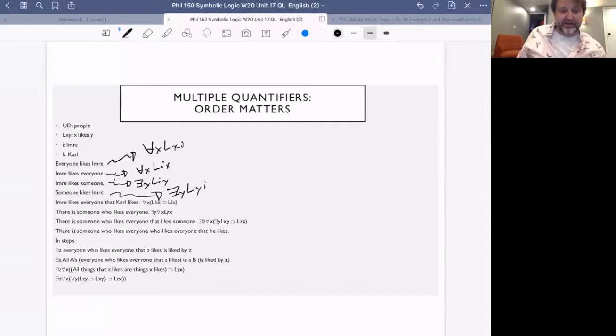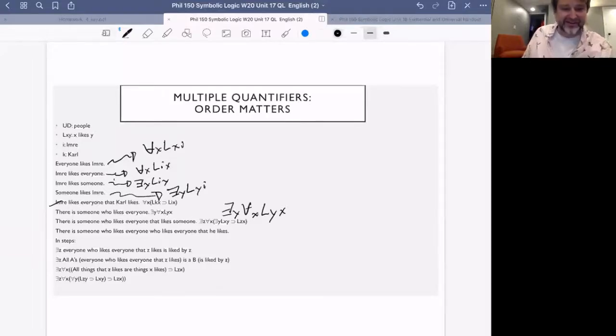But similarly, the order of the quantifiers matters when we're dealing with sentences with multiple quantifiers. So I'm going to skip over "Imre likes everyone that Carl likes" down to this next one. There is someone who likes everyone will be represented as this: there exists some Y such that for all X, Y likes X.